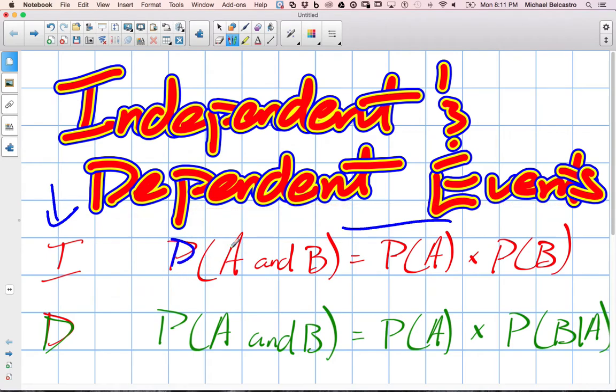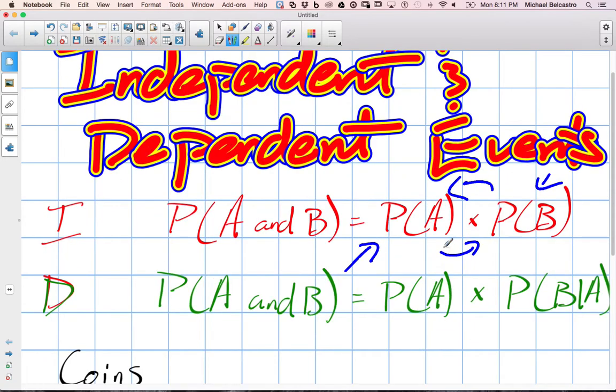The probability of event A and event B happening is simply the probability of event A times the probability of event B. In other words, saying that they're independent of each other, and no matter what happens for A, it does not affect the probability of B, and technically vice versa. Neither affects the other.